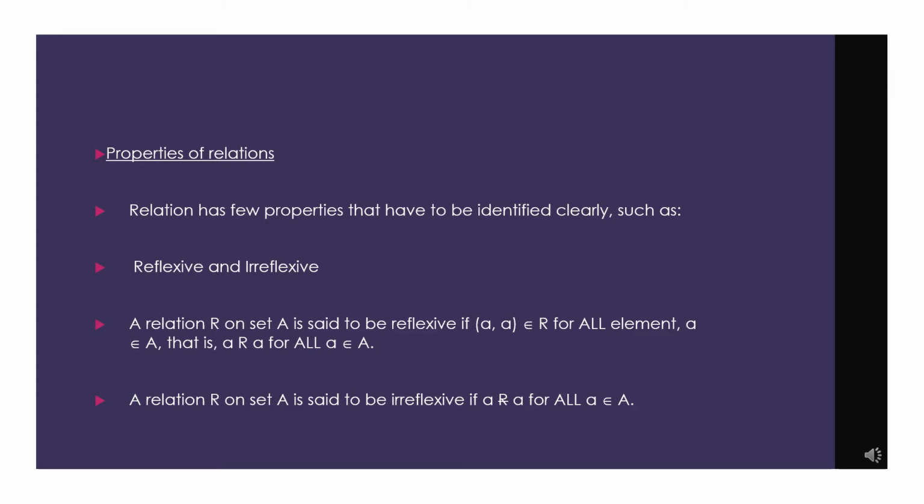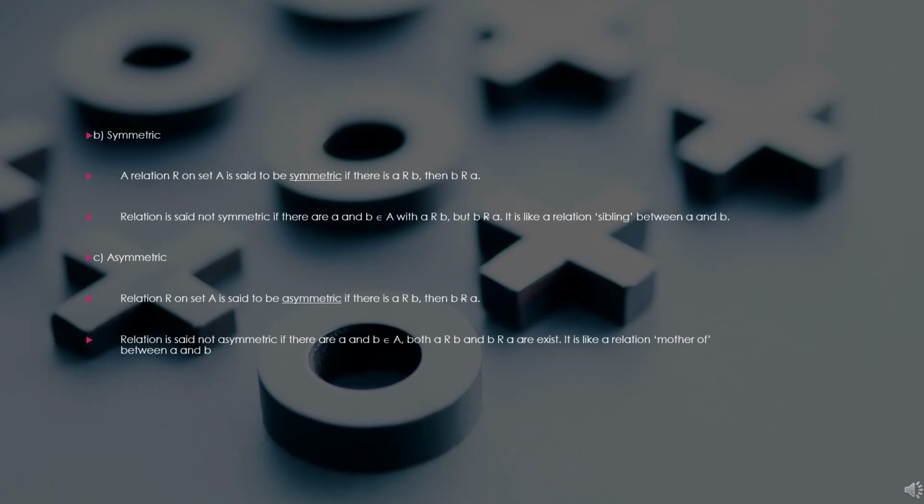Next, we have the properties of relations. Relations have a few properties that have to be identified clearly, such as reflexive and irreflexive. A relation R on set A is said to be reflexive if (a, a) belongs to R for all elements a, that is, a R a for all a in A. A relation R on set A is said to be irreflexive if a is not related to a for all a.